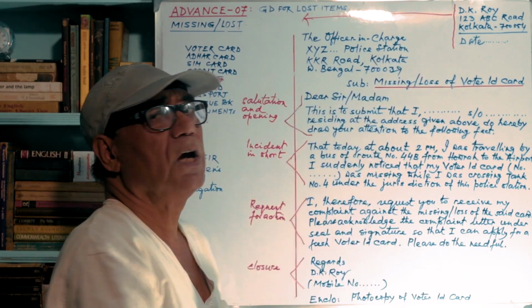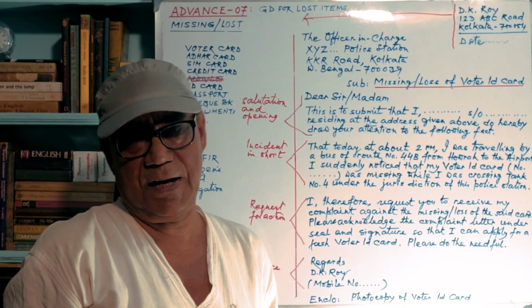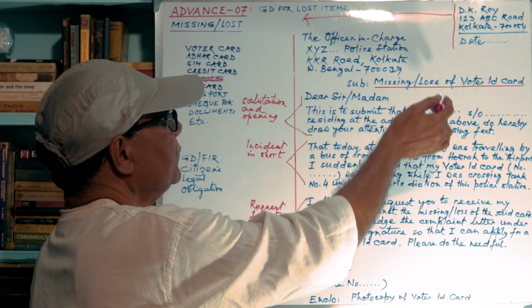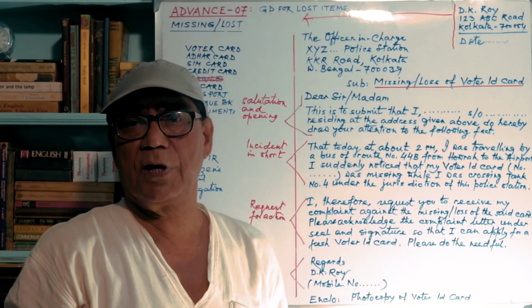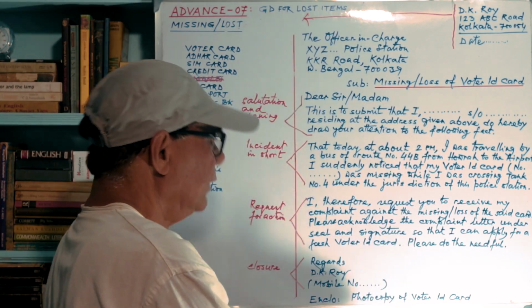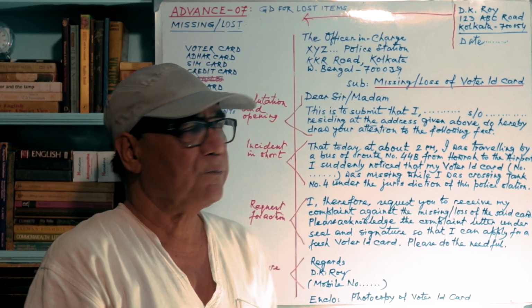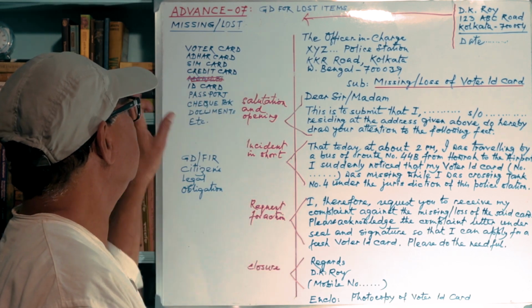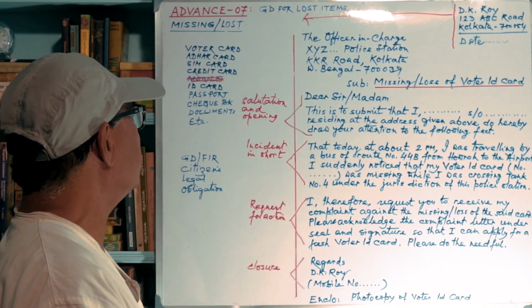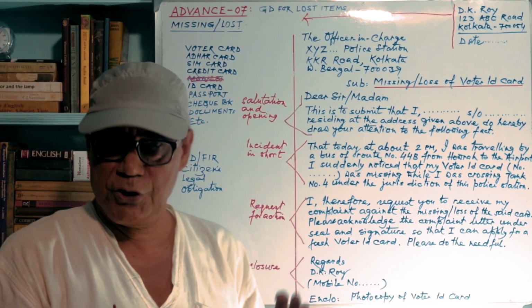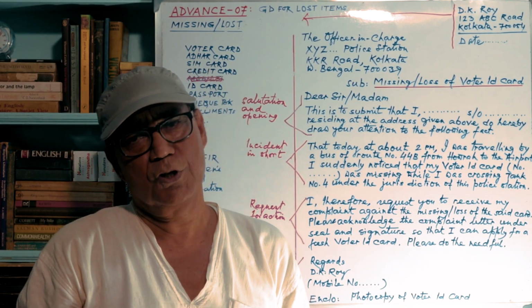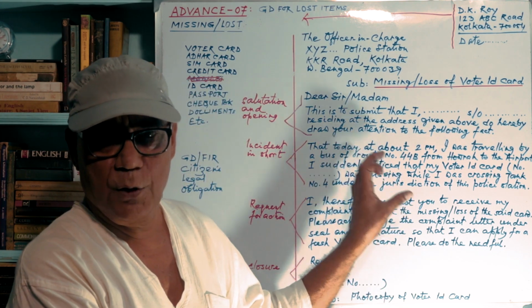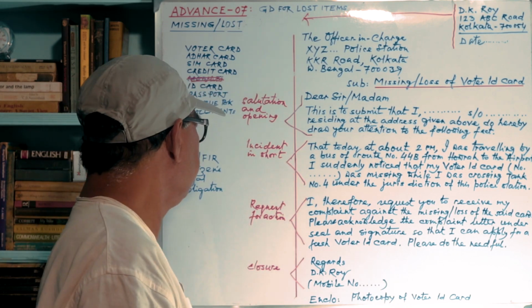So this is all about how to write a complaint letter to the police station. Especially we have given a model writing for missing or loss of a voter ID card. And this application format or model will work for all the documents I have mentioned here: voter ID card, Aadhaar card, credit card, ID card, passport, checkbook, or any other important document, whatever it is. So this is a very important model. You can use it as per requirement.